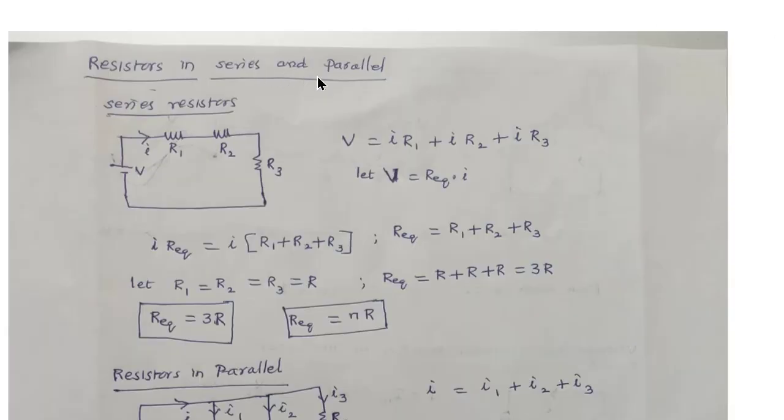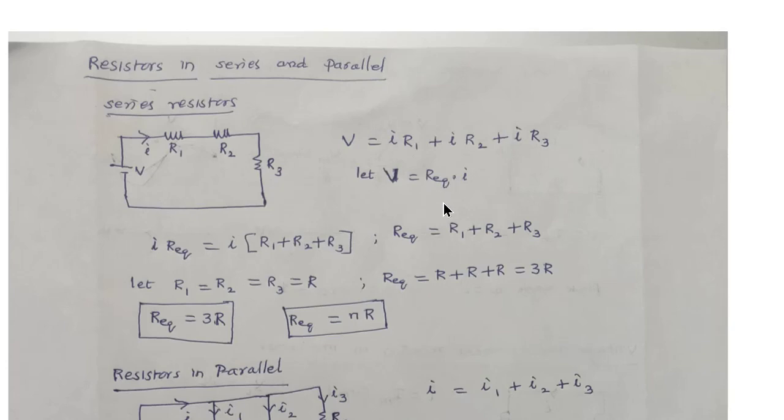Let us see when the resistors are connected in series and when they are connected in parallel. Let us see series resistors first. This is the applied voltage called V connected in series with three resistors R1, R2, R3. Then the current flowing in this can be calculated as V divided by R1 plus R2 plus R3. We can also write the KVL equation, that is voltage rises equal to the voltage drops, that is V is equal to IR1 plus IR2 plus IR3.